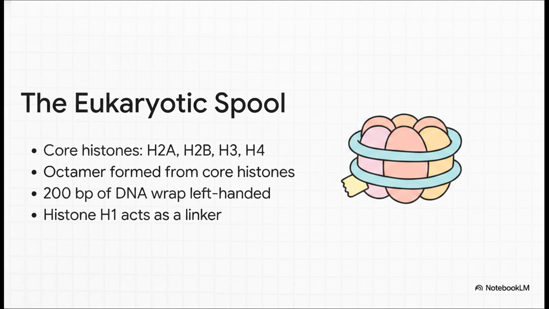That left-handed wrap is actually absolutely crucial because it leaves the DNA negatively supercoiled, making it much easier to unwind later. Finally, you've got a fifth protein, histone H1, acting almost like a microscopic piece of tape that clips the outside of the structure to lock the DNA onto the spool.